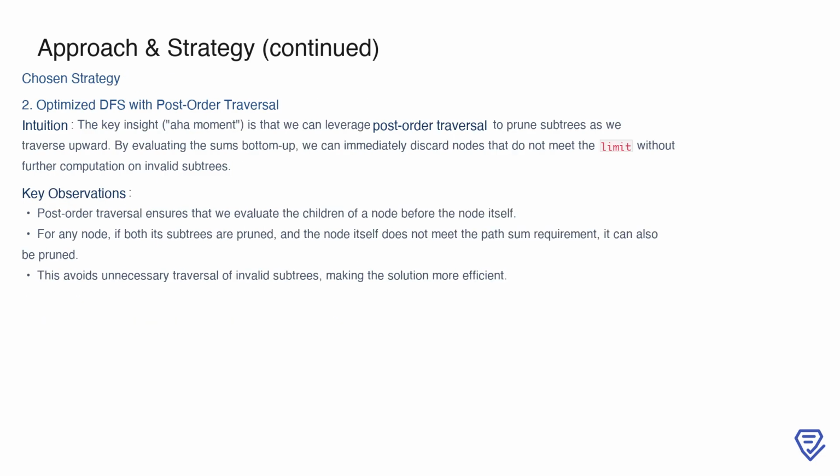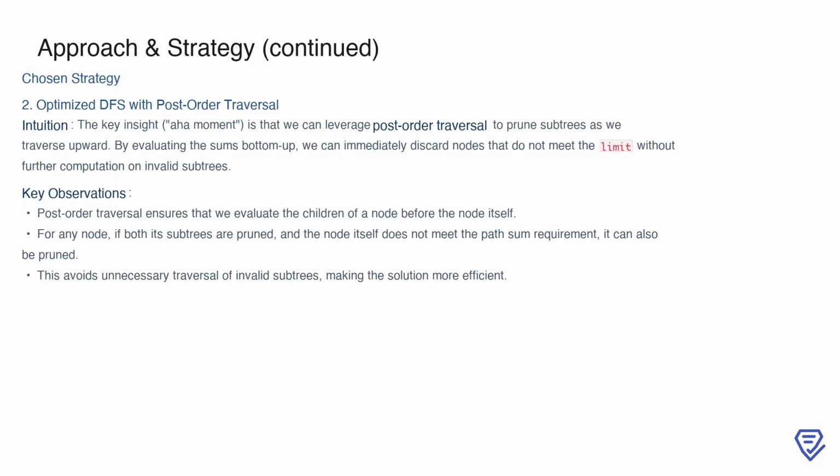A more efficient strategy involves using an optimized depth-first search with post-order traversal. The key insight here is that post-order traversal allows us to process the children of a node before evaluating the node itself. This enables us to prune subtrees as we traverse upward, avoiding redundant computations on invalid paths. Specifically, if both subtrees of a node are pruned and the node itself doesn't meet the path sum requirement, we can prune the node immediately. This bottom-up evaluation ensures that we discard invalid paths as soon as they are identified, making the solution much more efficient. By leveraging this traversal method, we can avoid unnecessary operations and focus only on nodes that contribute to valid paths.